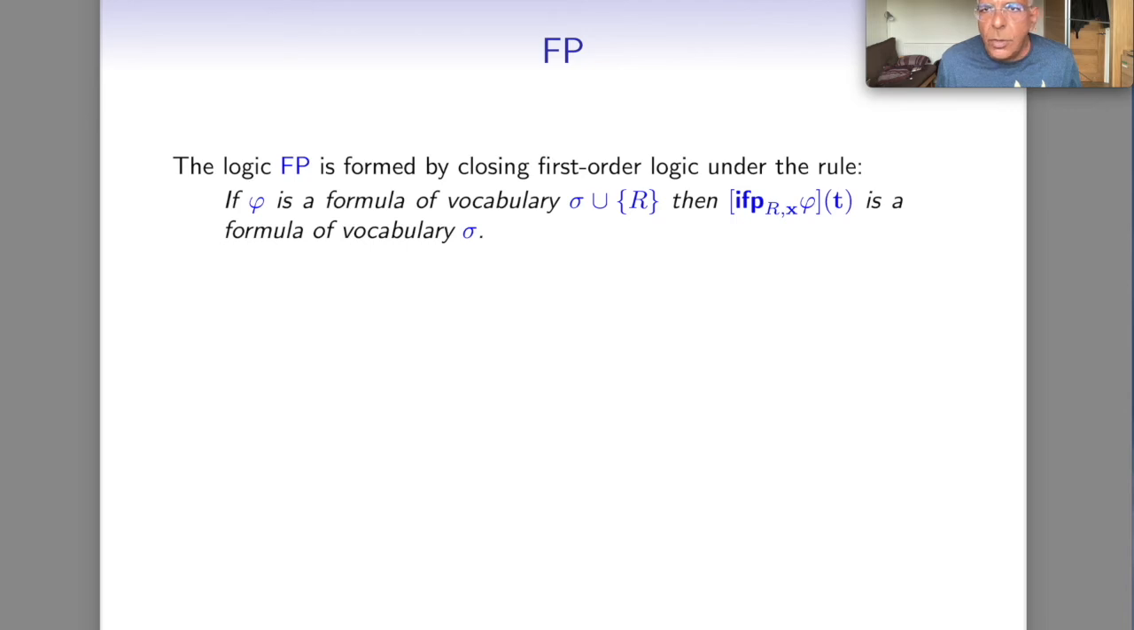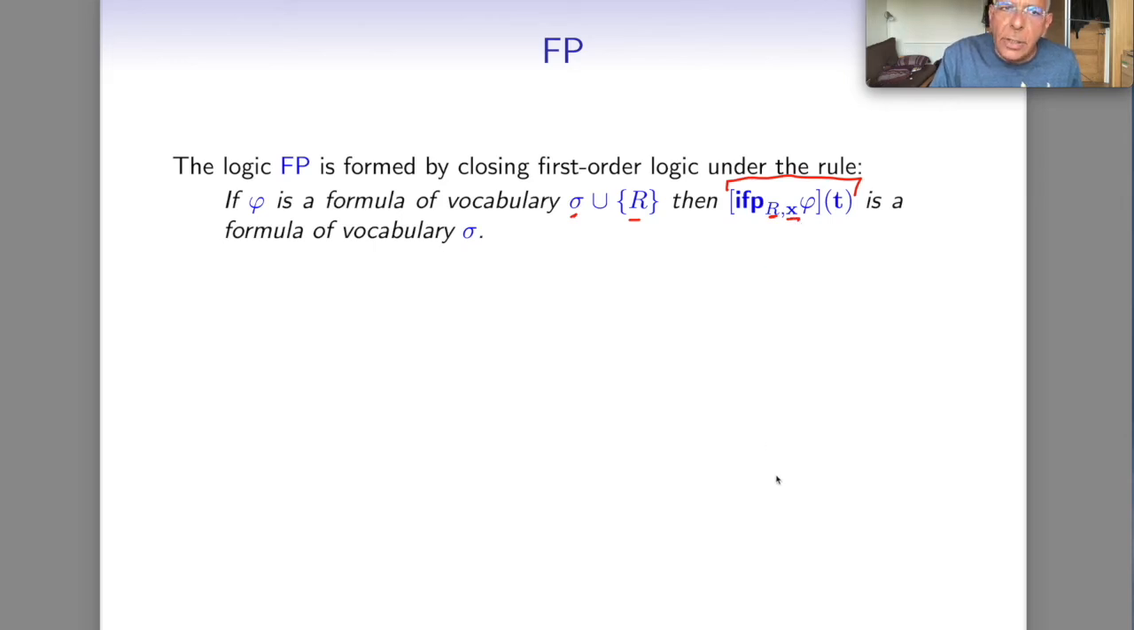Okay, so this leads us to our definition of fixed point logic, FP, which is first order logic, to which I add the following formula formation rule: if I have a formula over the vocabulary sigma expanded with the relation R, then I can define a new formula like this, where the variable R, the second order variable R, is bound.